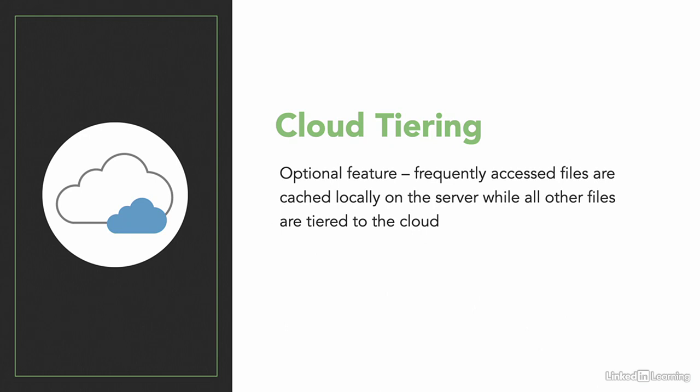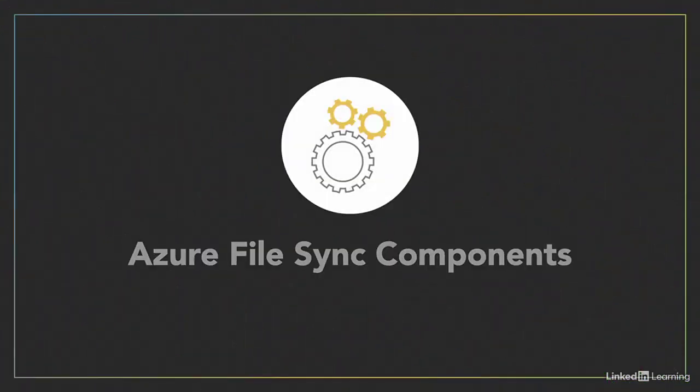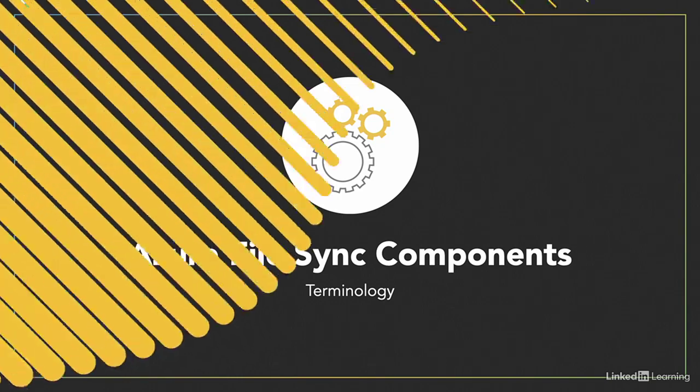When a user opens a tiered file, Azure File Sync seamlessly recalls the file data from Azure Files without the user needing to know that the file is stored in Azure. Cloud tiered files will have a gray icon with an offline file attribute to let the user know that the file is only in Azure. To gain the most from Azure File Sync, it's important to understand the components and terminology.